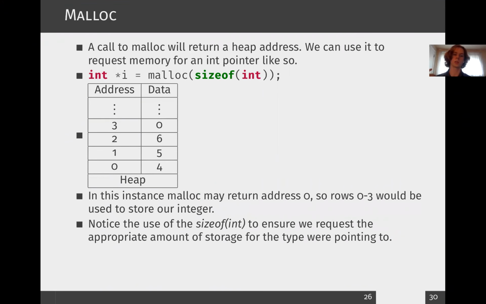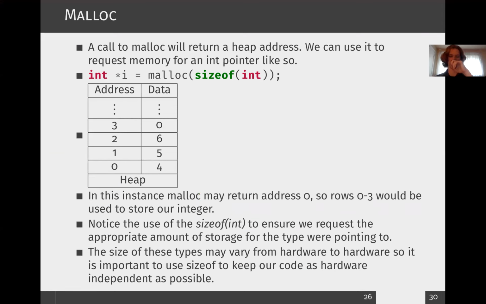So notice the use of sizeof. This means we're absolutely going to request the correct amount of storage for this type we're pointing to. The size of these types, again, may vary from hardware to hardware. So using sizeof keeps our code as hardware independent as possible. And it prevents you from making dumb mistakes. You wouldn't want to remember the size of an integer, and then maybe one day you just think it's 5 for some reason, and you end up allocating more memory than you meant to, or less, which would be even worse.